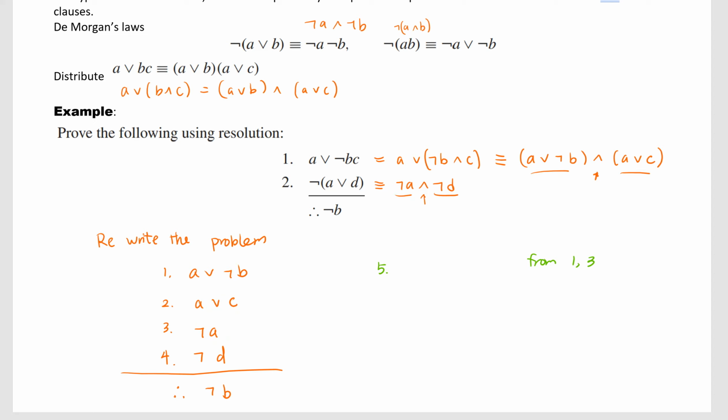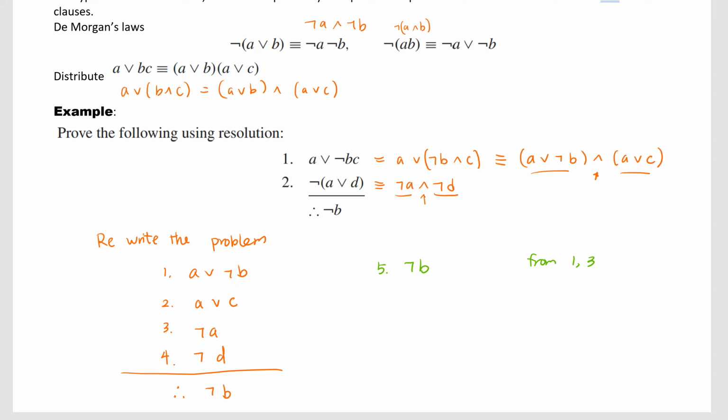So not A is true, then A is false. If A is false, then not B is true. Oh, let's see. Okay, we actually get the conclusion. So from 1 and 3, we already get the conclusion. So in this case, number 2 and number 4, we don't need them. It might be the case that you have some clauses that you don't need to use. This could be the case.